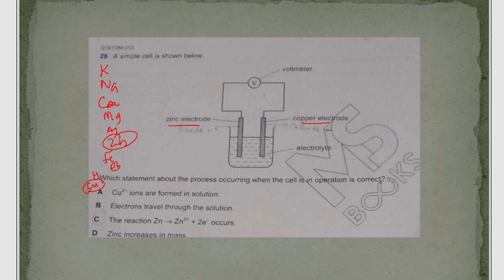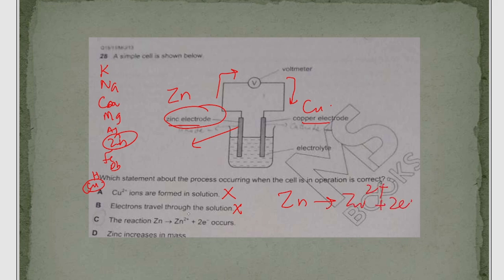Which statement is about the process occurring when the cell is in operation? Copper ions are formed in solution? No, there are no copper ions. This is not electrolysis, this is a simple cell. Electrons travel through the solution? No, electrons travel through the wire, and they move from the more reactive metal towards the less reactive metal. The current direction will be like this. Zinc metal will lose its two electrons to form zinc ions, so this C is correct. Zinc increases in mass? No, zinc decreases in mass. So the correct option is D.